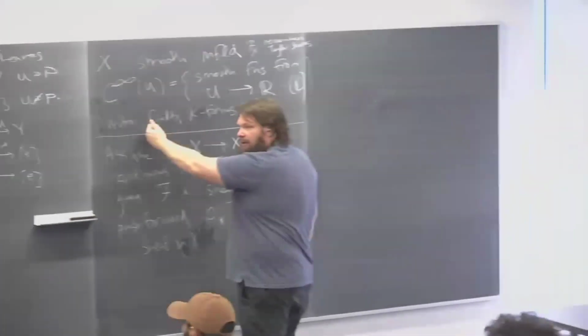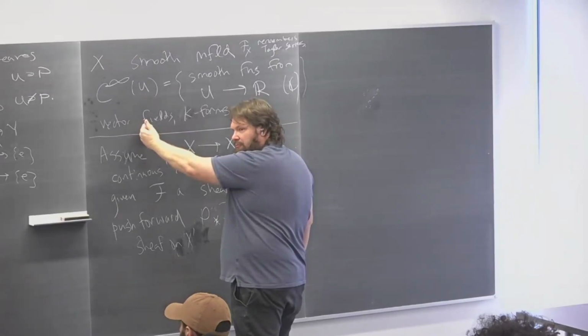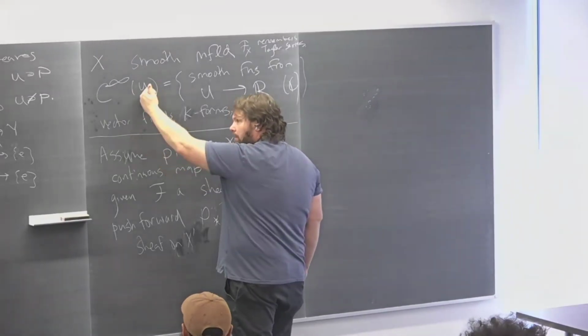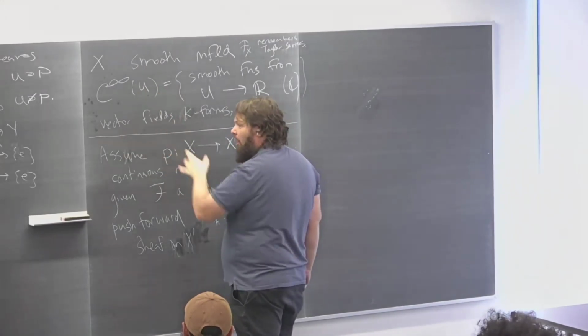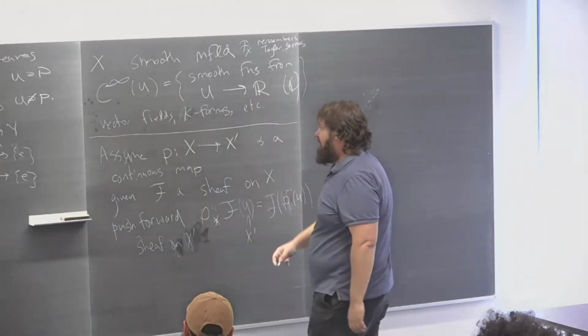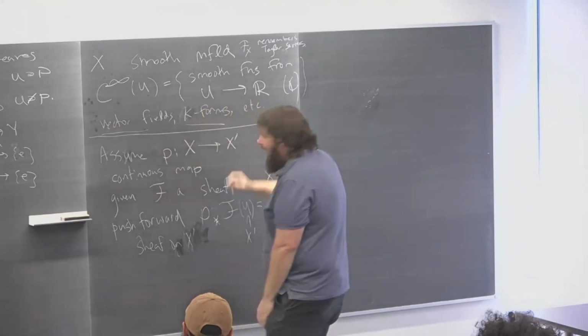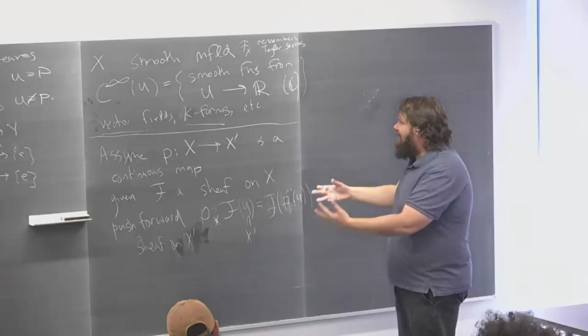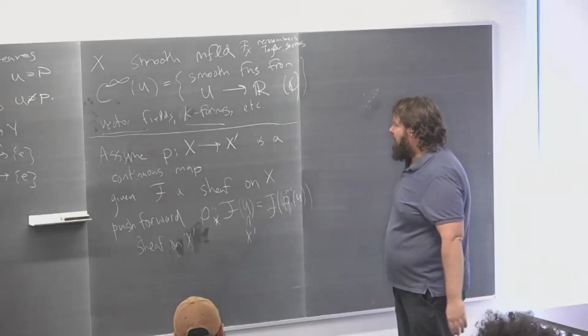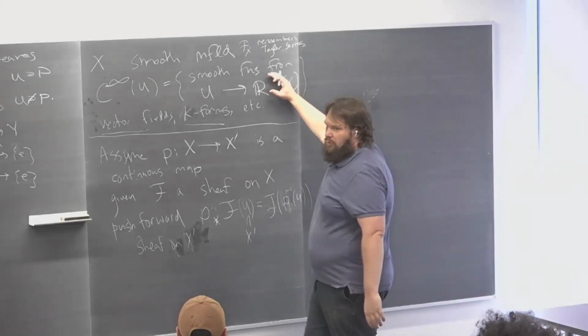So for example, here, I can multiply a vector field by a smooth function. So vector fields are a module over this ring. It's an O_X module on this ringed space. Similarly, a k-form, I can multiply by a smooth function. So just about anything I want to consider in differential geometry is going to be a module over this space of smooth functions.